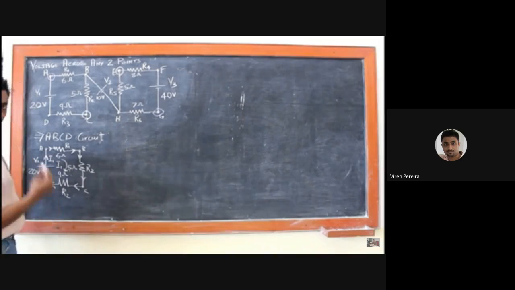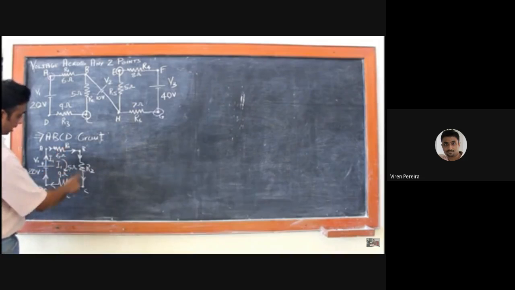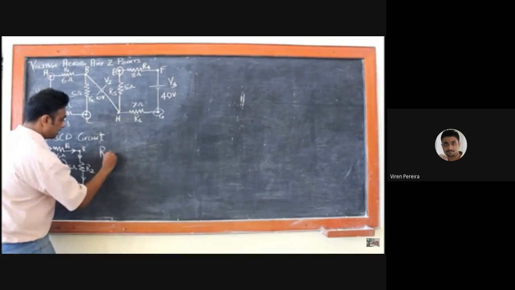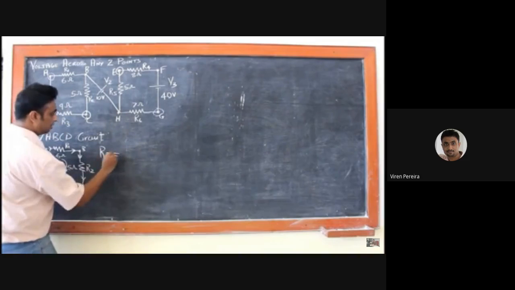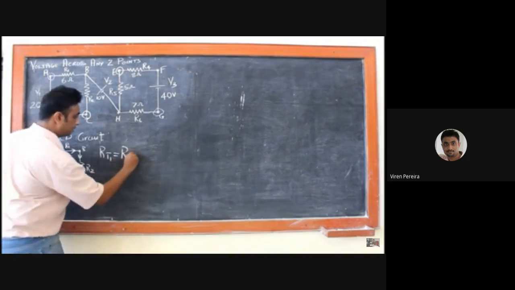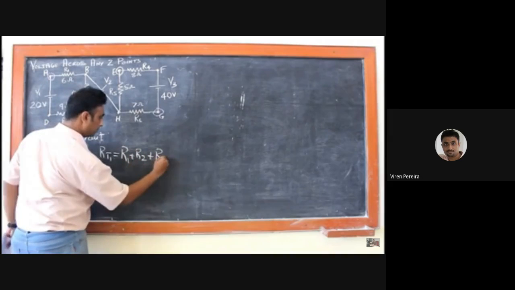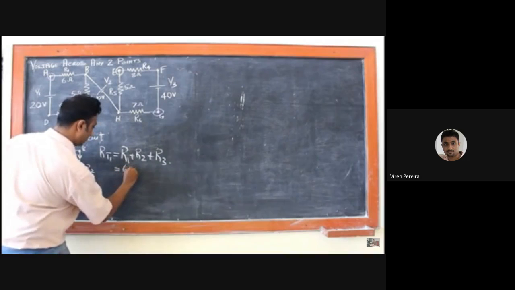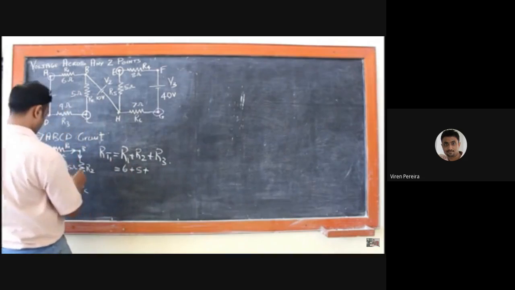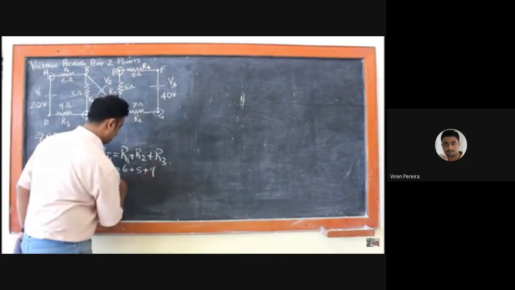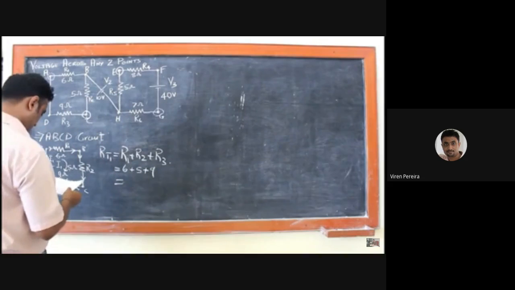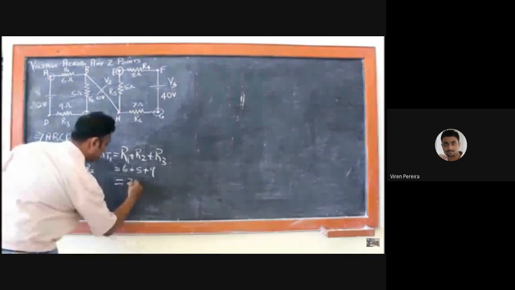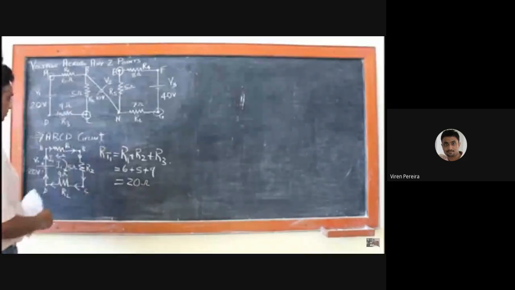Now what information do we already have? We have the value of R1, R2, R3. So I'll total up all these resistances and name it as RT1, which is equal to R1 plus R2 plus R3. So it will be 6 plus 5 plus 9, which is equal to 20 ohms. So I got the total resistance.